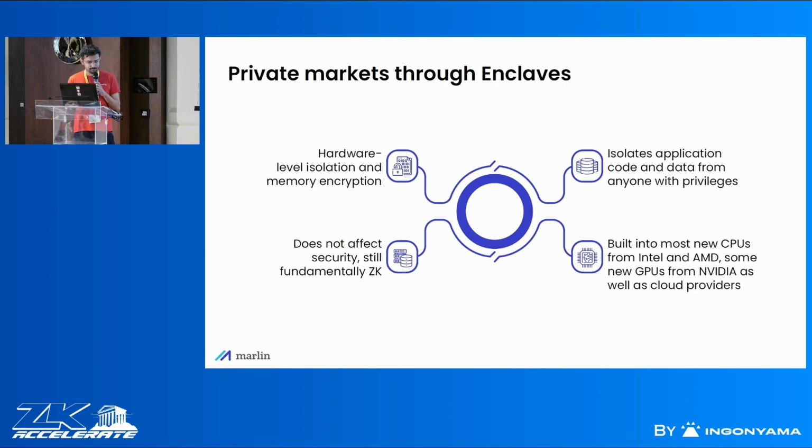The way we support private markets is through enclaves. These are hardware level isolated and encrypted environments that isolate the code of the prover running even from the host, right? While this is secured by enclaves, it doesn't affect the security of your application because at the end of the day, it's still fundamentally ZK. You get a ZK proof out of it, and it either verifies or doesn't, no matter if it was generated inside an enclave or not. And it's built into most new CPUs that you get today. And we're quickly adding support for GPUs from NVIDIA as well in terms of secure enclaves.